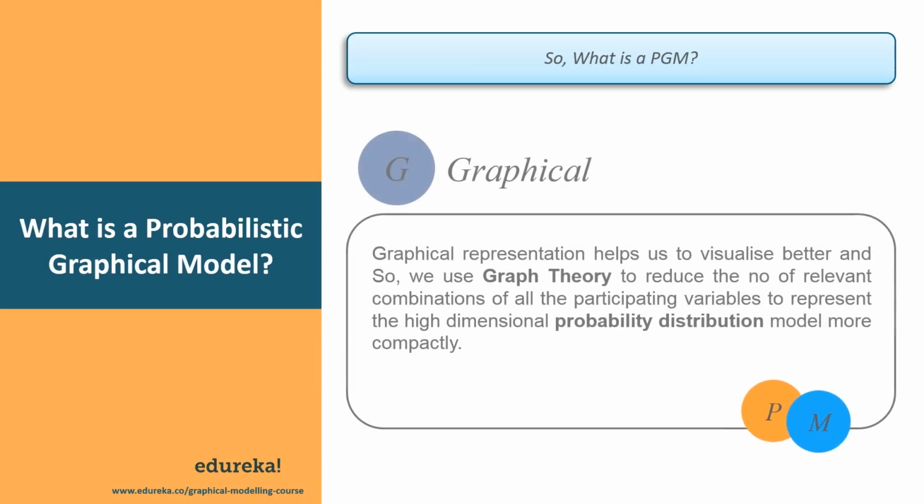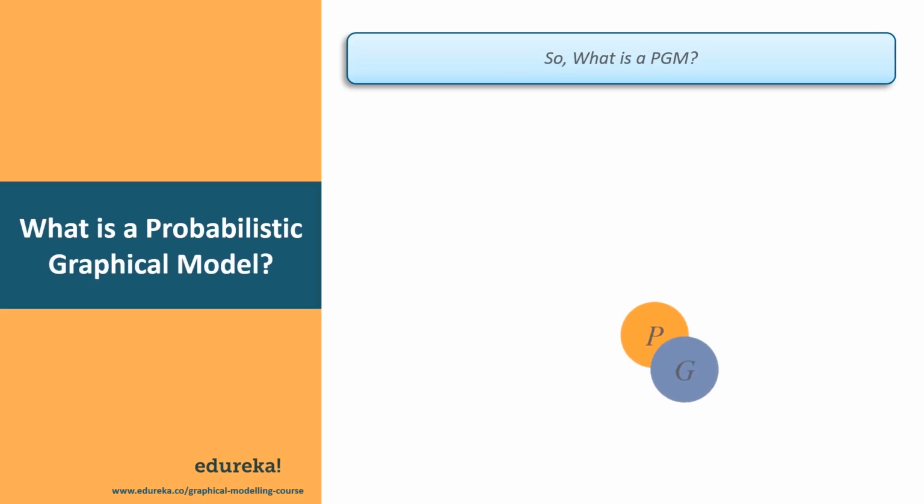Next, graphical. So many times we take help of a graphical representation to visualize better, and then we use graph theory to reduce the number of relevant combinations of all participating variables to represent the high-dimensional probability distribution model more compactly. And then finally, we have a model.